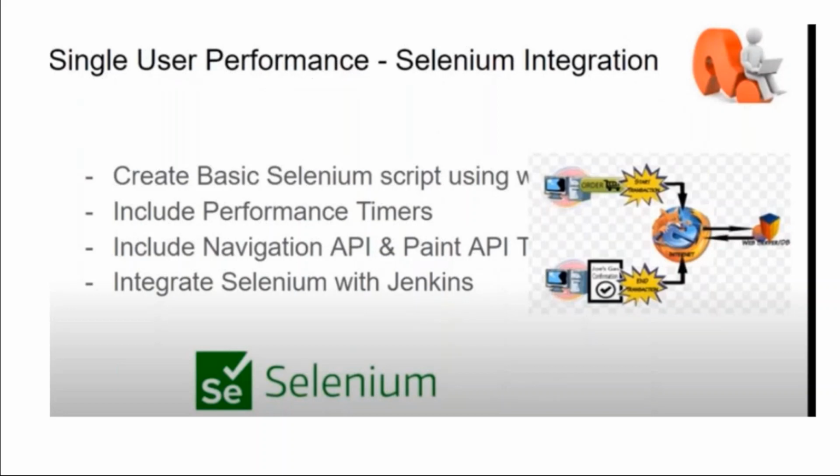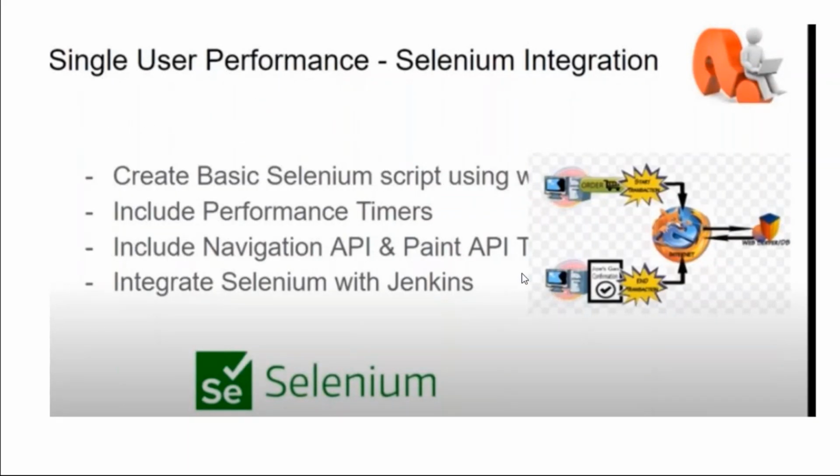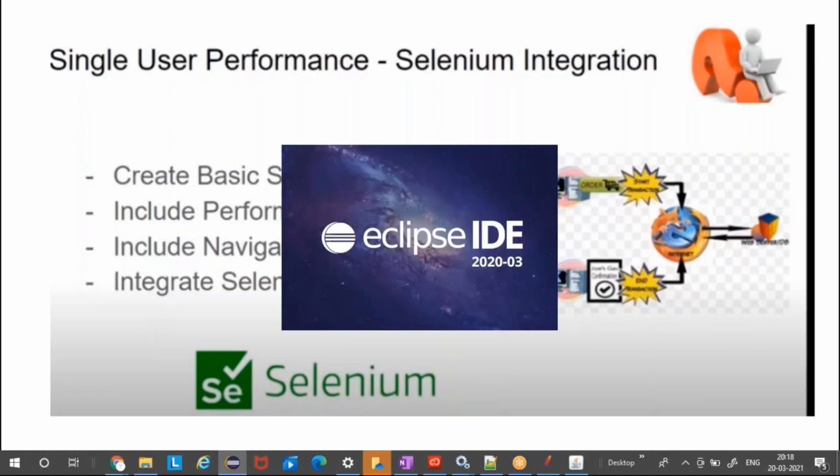And plus the Selenium integration, we'll also look into the Eclipse project where we'll go and create some sample Selenium script, and then we'll try to include some performance timers. There are APIs available like the navigation API and paint APIs, to pull in whatever you see in the developer tool, right? Load time, your time to first paint. So from that perspective, we'll see how we can automate single user performance with Selenium. That is also something very popular in the DevOps world today. So this as well, we'll cover during the crash course.